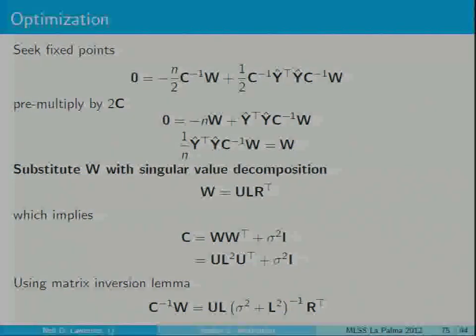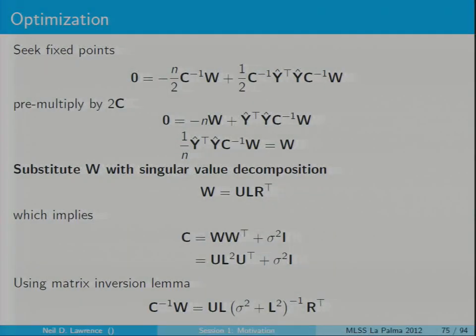So you substitute W with its singular value decomposition. I've written that as U, L, R transpose. R is a rotation matrix, and it's going to turn out that you can't identify this rotation matrix for PCA. If we substitute that in the covariance, and this is why you can't identify R, WW transpose is U, L, R transpose R, which, because it's a square rotation matrix, just becomes the identity. So you get U, L squared, U transpose.